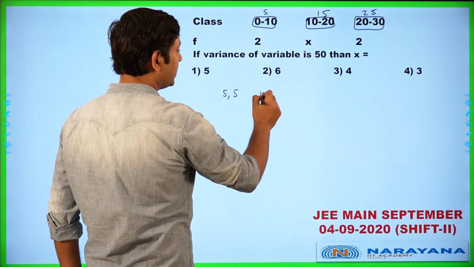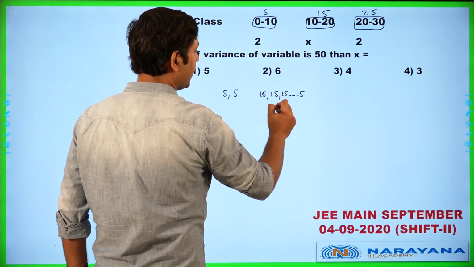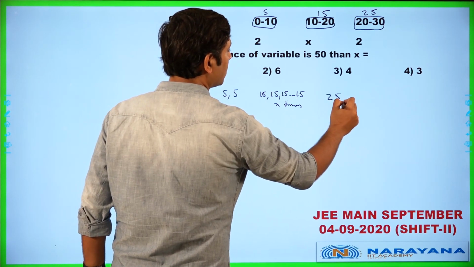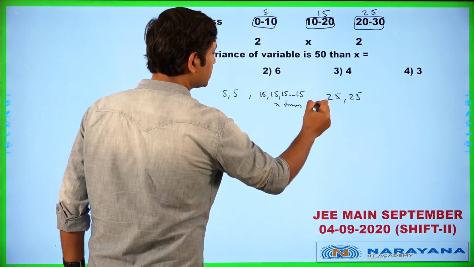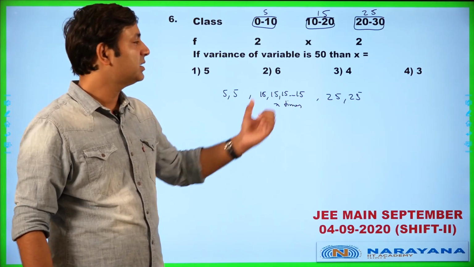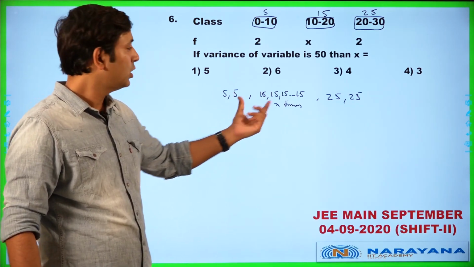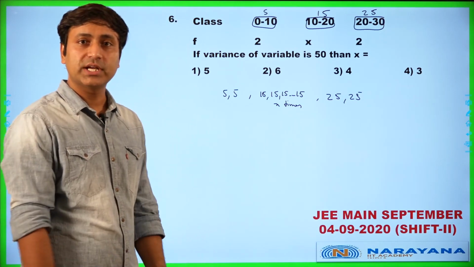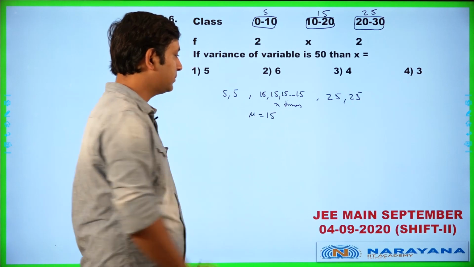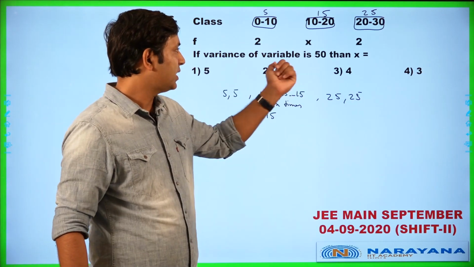15, 15, 15, x times, and then we have 25, 25 two times. This is the whole data. As you can see from symmetry, 15 is the mean. Two observations are 10 less than 15. Two of the observations are 10 more than 15. We know that mu or mean is 15 irrespective of what is x. Now we will equate variance equal to 50.